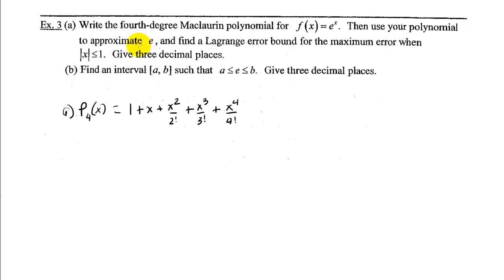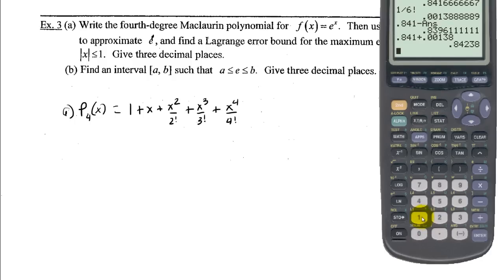Use your polynomial to approximate e and find the Lagrange error bound. So we are asked to find the value for e to the 1st. So we're going to plug 1 into all these. Let's see what that is. 1 plus 1 plus 1 divided by 2 plus 1 divided by 6, which is 3 factorial, plus 1 divided by 24. Enter. 2.7083.